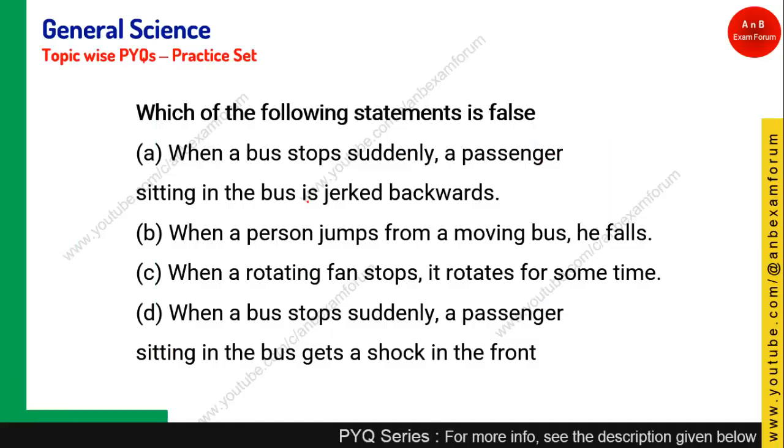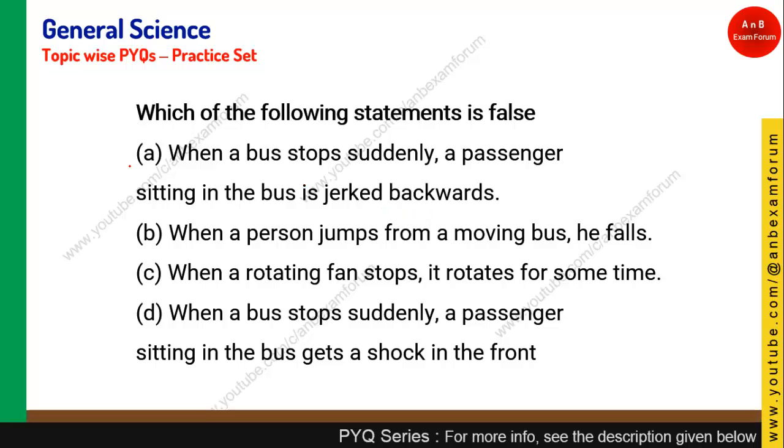Which of the following statements is false? When a bus stops suddenly, a passenger sitting in the bus is jerked backward. This itself is false. Why is it false? When a bus stops suddenly, the passenger sitting in the bus will be thrown forward, not backward. So option A is the right answer.